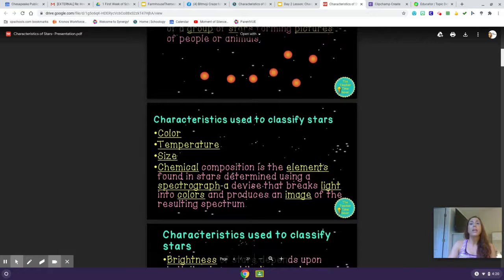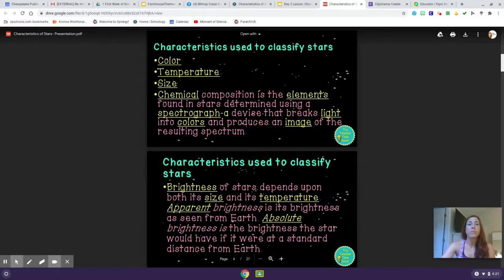Characteristics that are used to classify stars are color, temperature, size, and chemical composition, which is the elements that are found in the stars, and that's determined using a spectrograph, which is something that breaks the light into colors, which produces an image of the resulting spectrum. And by looking at those spectrums, we can compare them to the spectrums for different elements, and that tells us what elements are found within the star.